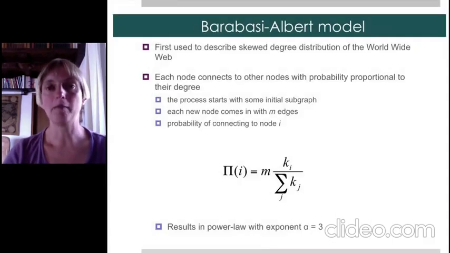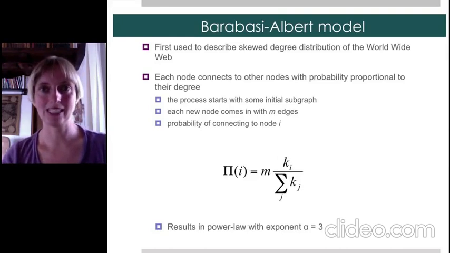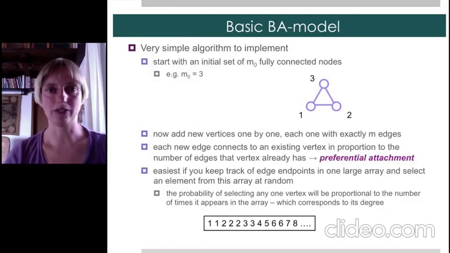So, you can correct for this in various ways, and Barabási and Albert did indeed do this later by introducing different fitness for different sites, meaning that some sites are just a little bit more interesting, and so they get more links. But let's see how this model works.